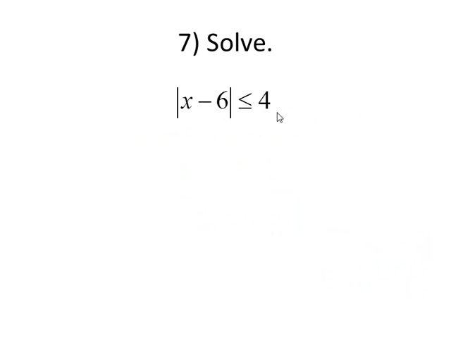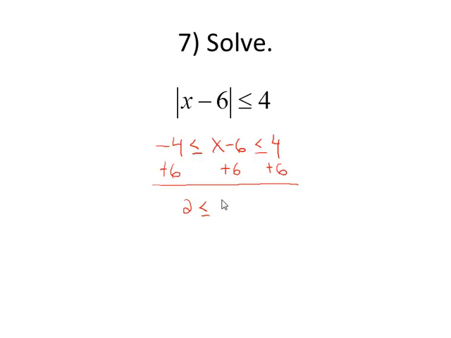Here we have an absolute value less than a positive number. To solve this, we're going to trap x minus 6 between negative 4 and 4. We want to isolate x on the middle branch, so we'll add 6 to all 3 branches. And we're left with 2 less than or equal to x, less than or equal to 10.